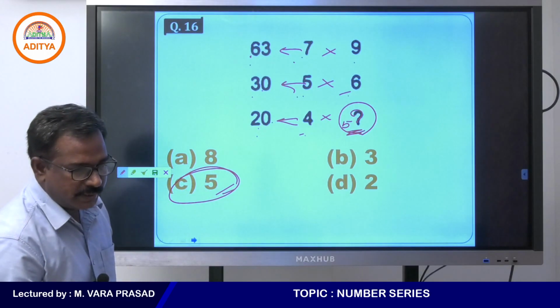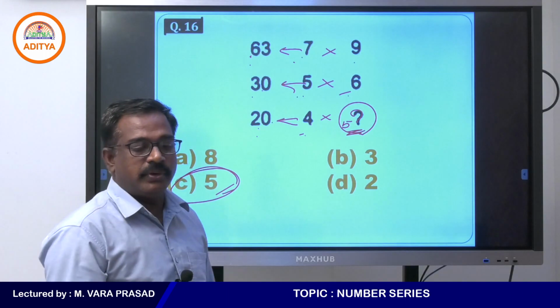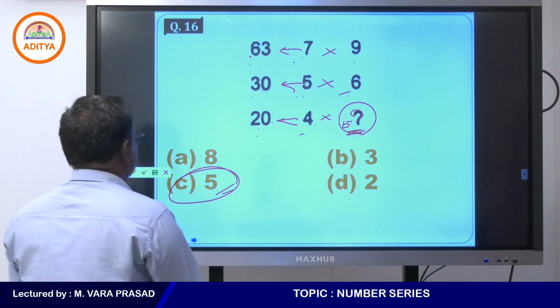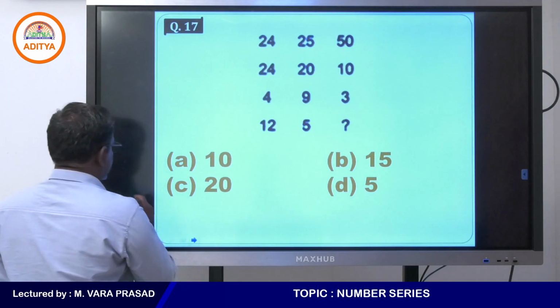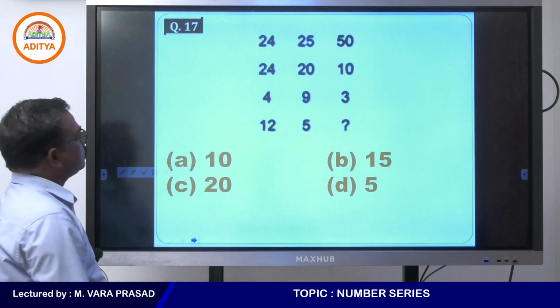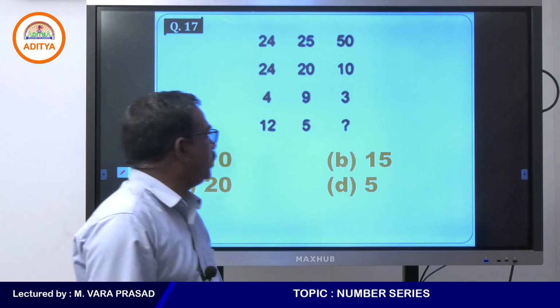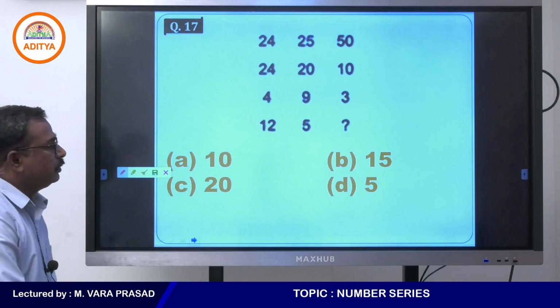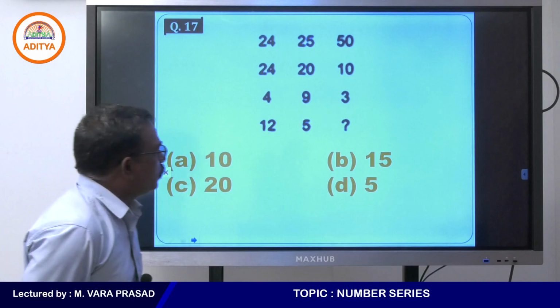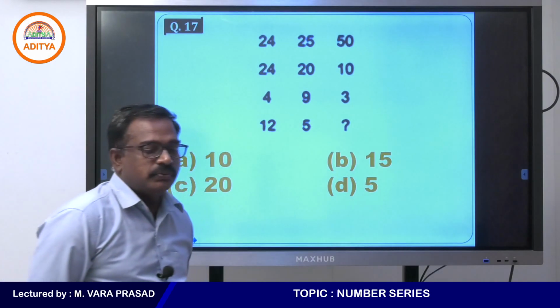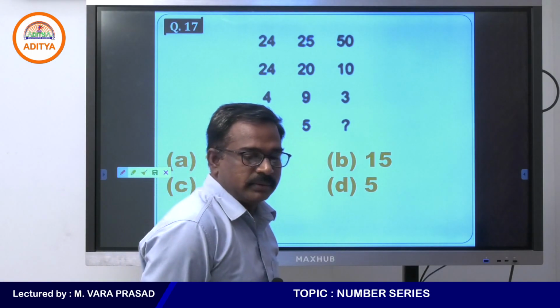One more last example for today. Try to get the answer for the last example. See this one, the same model: 24, 25, 50, 24, 20, 10, 4, 9, 3, 12, 5 and a question mark is there here. So what will you get in the place of the question mark?